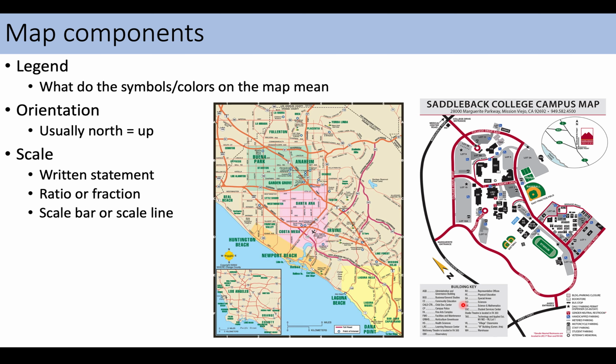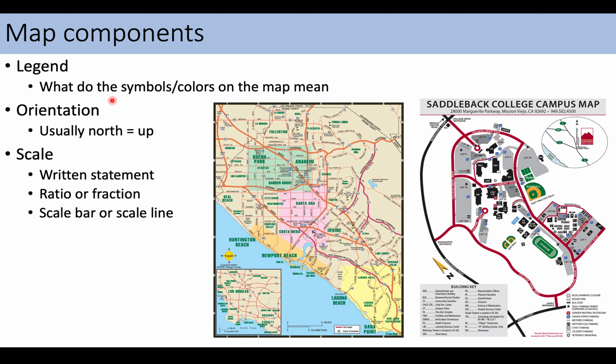We also have a building key as part of a legend. Instead of writing out all of these names, we have the different keys here. So here is our science building where we should be taking this class. But we have just an abbreviation, and then it is expanded here in the key.